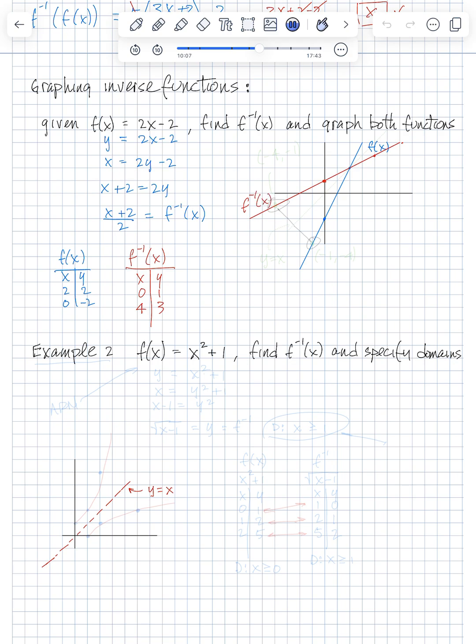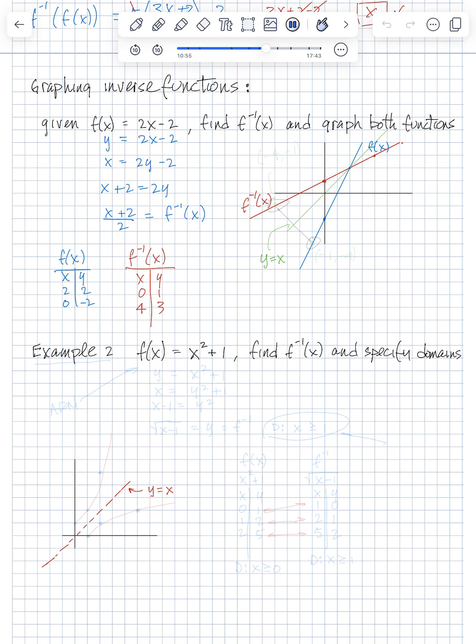Okay, now I'm going to draw in a dashed line that is equivalent to y is equal to x. So that's going to look something like this. This is this green line, we'll call it y is equal to x. And the reason we do that is notice that f of x and f inverse of x are mirror images with respect to the y equals x line.